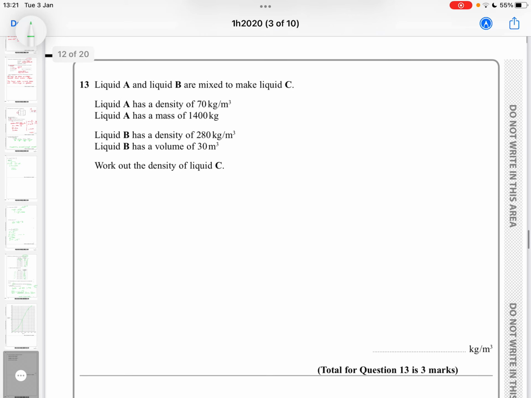Right, let's move on to the next question. So for this one, we have liquid A and liquid B mixed. Liquid A has a density of 70 kilograms per meter cubed and it has a mass of 1,400 kilograms. So straight away, I know that I am looking at the triangle, which is mass, density, volume. We're going to mix A and B together to make C. So it wants to know what is the density of liquid C.